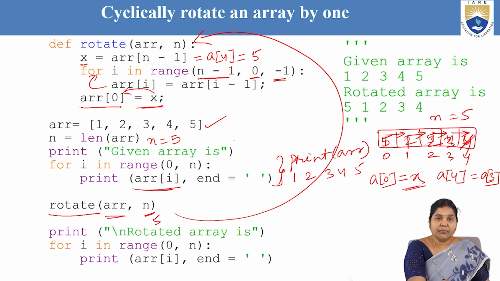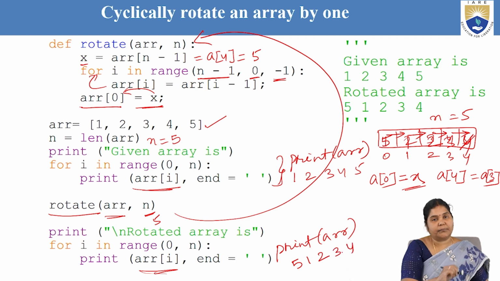Now, once the rotate function is over, we can print the content of the array. So, the rotated array is, for i in the range of 0 to n, print the content, or simply write print ARR. So, the new content will be printed, which is nothing but 5, 1, 2, 3 and 4. So, this is the simplest brute force mechanism to cyclically rotate an array by one place or one position.